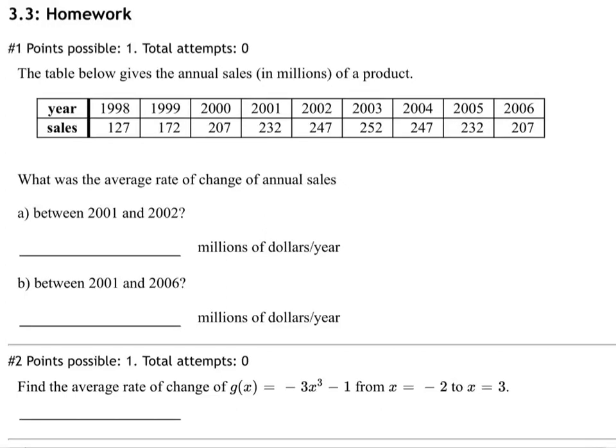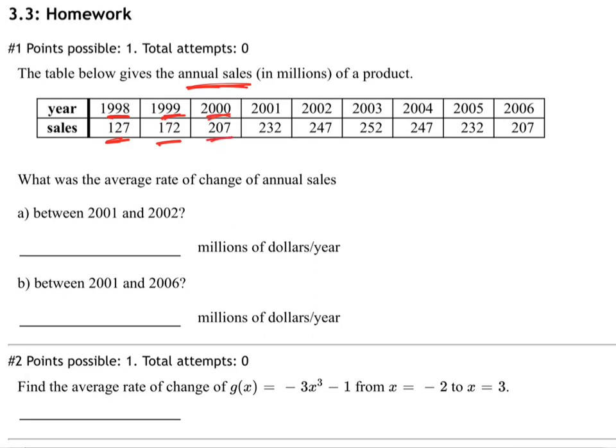So, rates of change. Look at this table here. I'm just doing your homework with you as usual. What was the average rate of change of the annual sales in millions of a product? Let's make sure this table's the same on your notes. In 1998, the sales was 127 million. Next year, 99, it's 172, 2000, 207, et cetera.